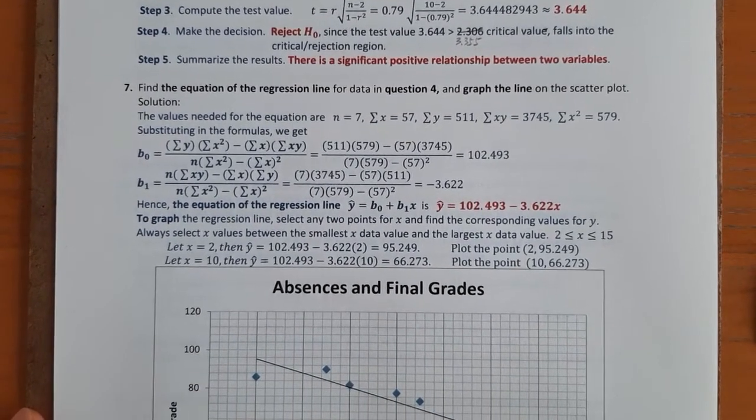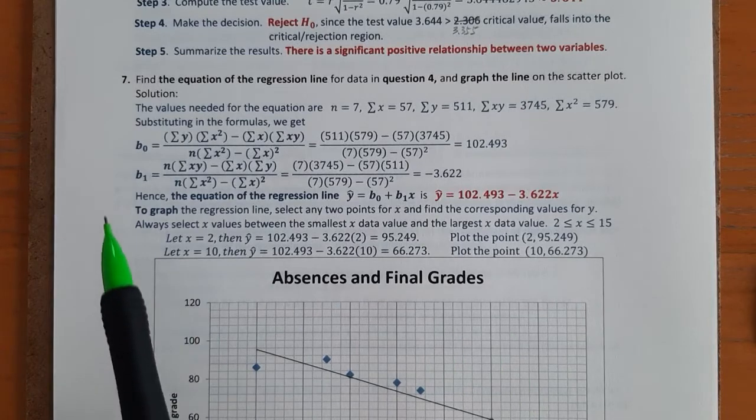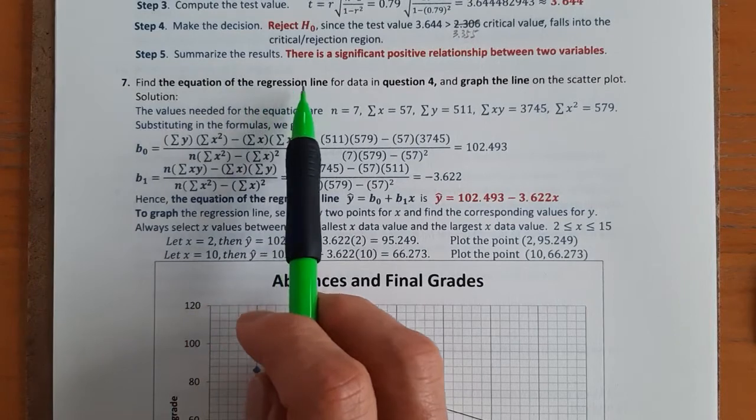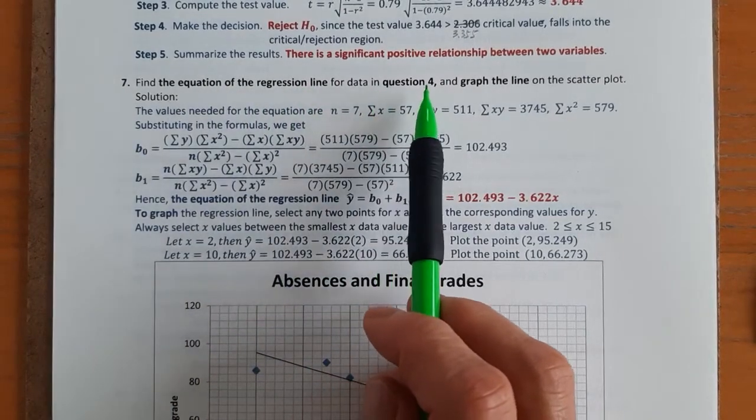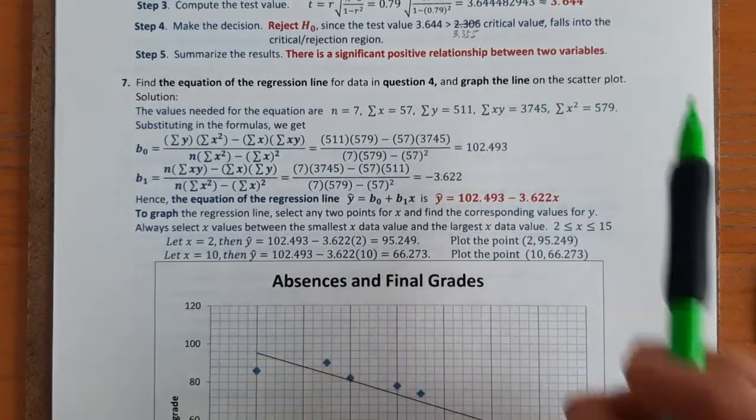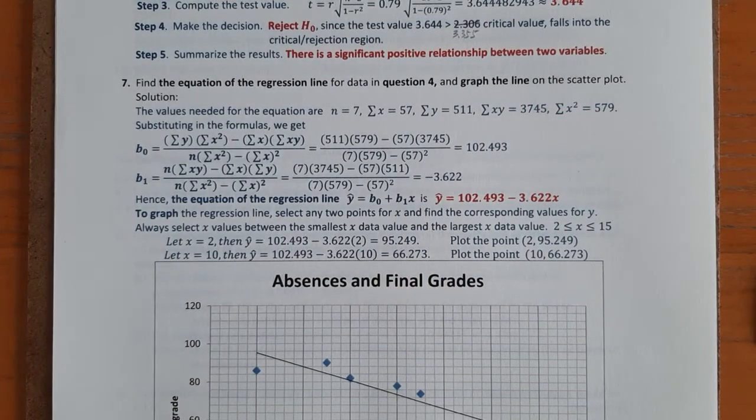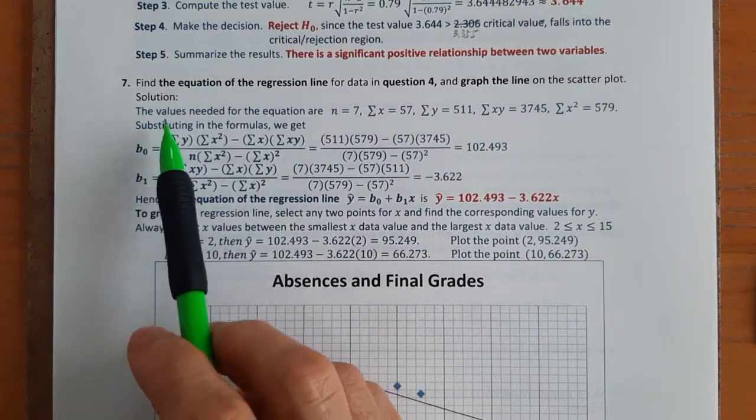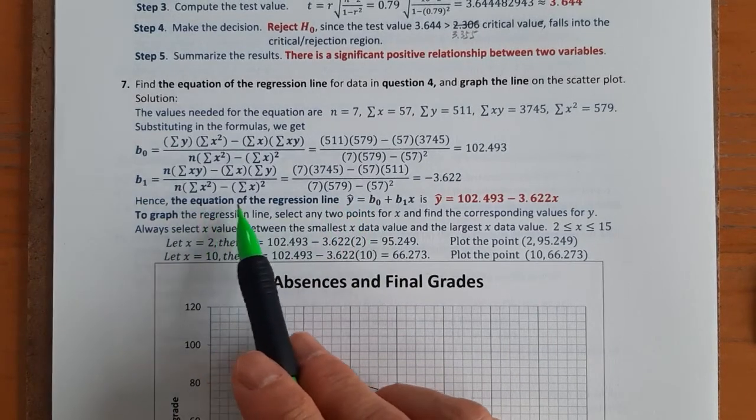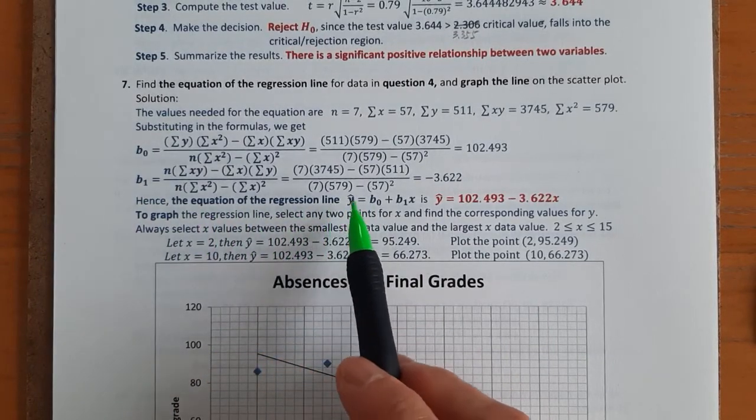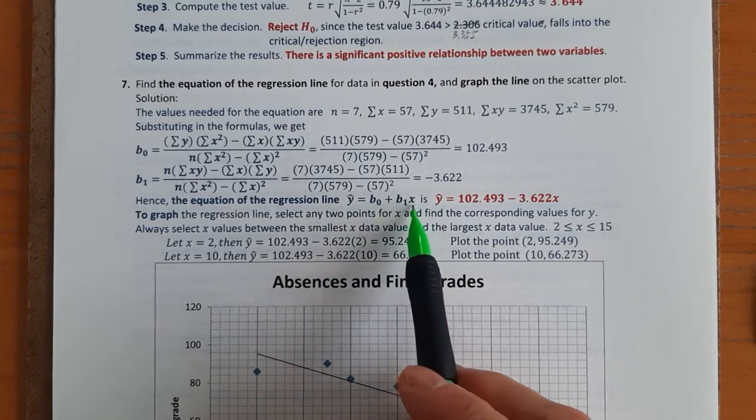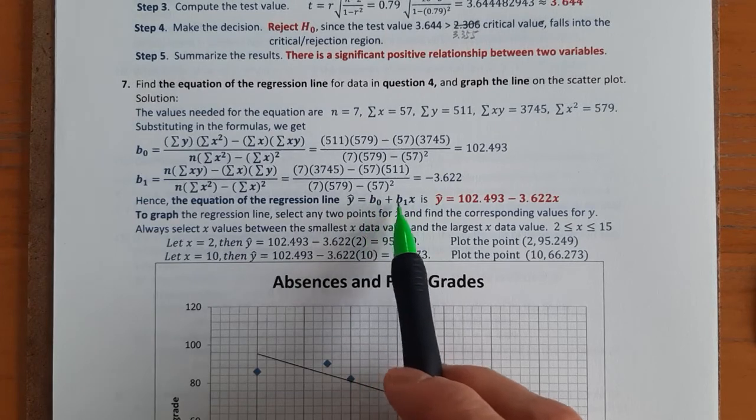Then next question. Find the linear regression equation of the regression line for the data in question 4 and graph the line on the scatter plot. So solution. We are looking for the equation of the regression line, y hat equals b0 plus b1x. We need to figure out b0 and b1.